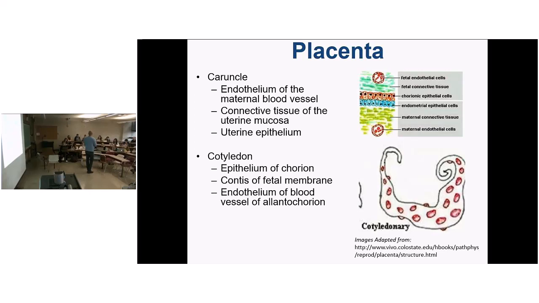So the placenta always has two sides. You have the mother side, which you call the caruncle. You have the fetus side, which you call the cotyledon. The two sides together, you call this unit the placentome. So this placentome is the unit that forms the placenta, and all of those together form the placenta.